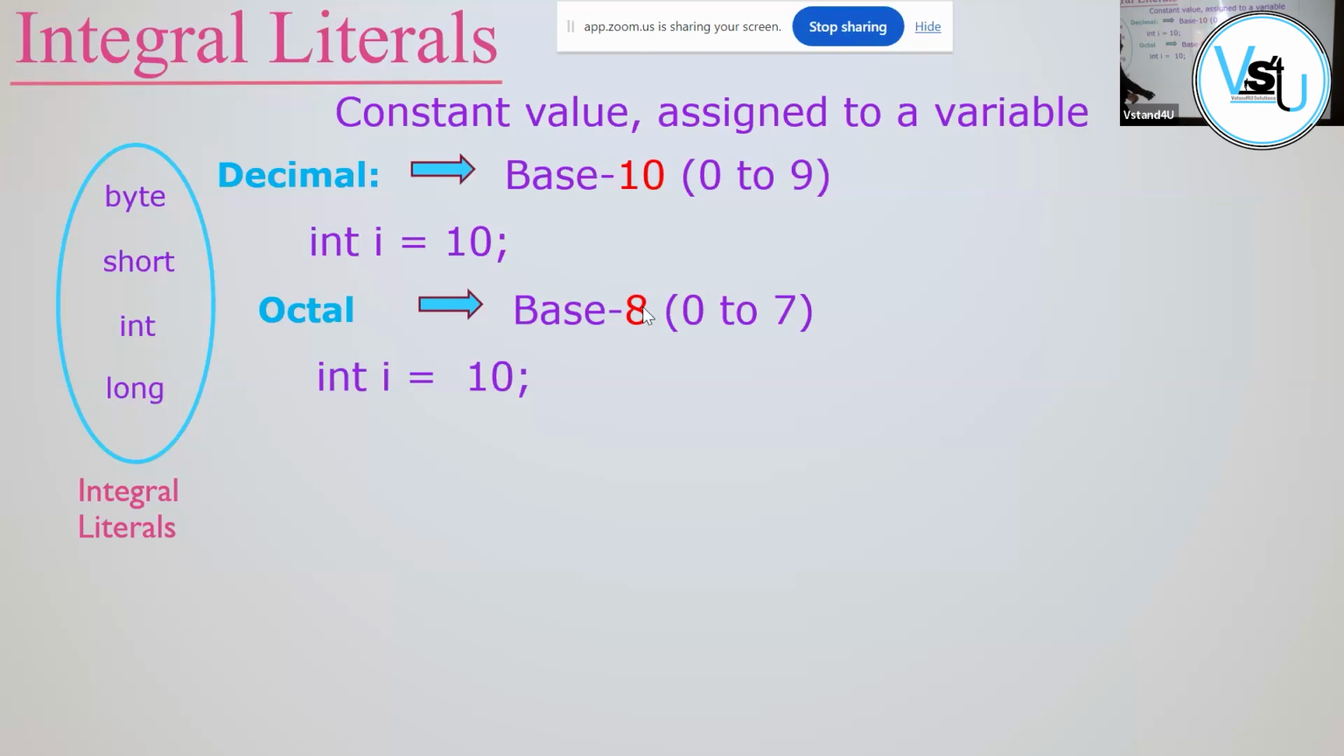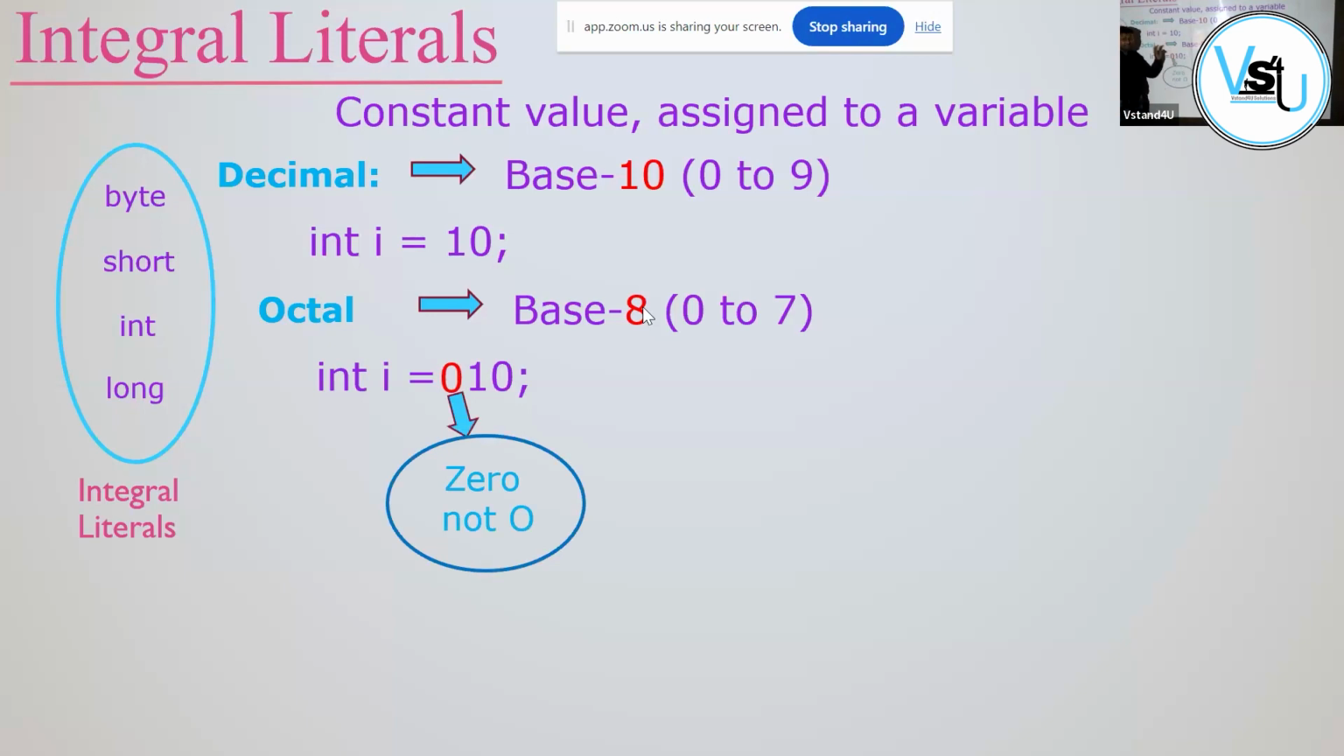8 is not acceptable. 0 to 7 is there, right? Listen, we need to prefix. This is 0, not O, because while typing it may look like O, right?